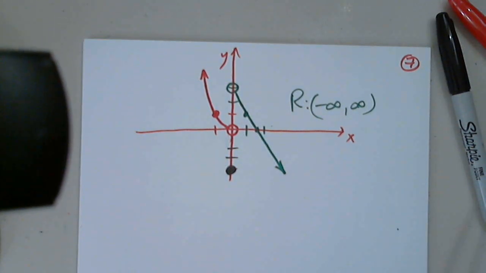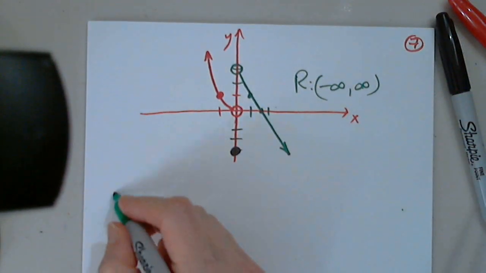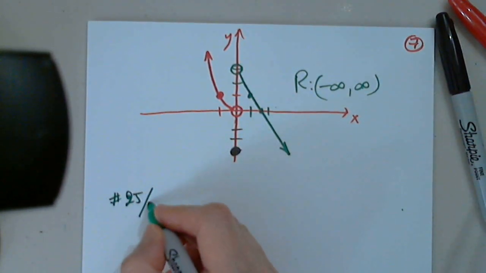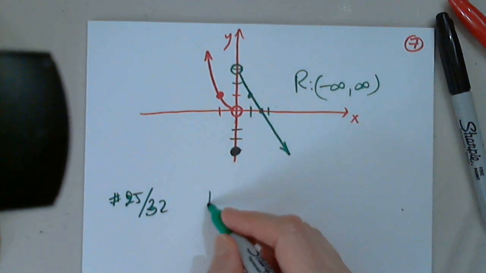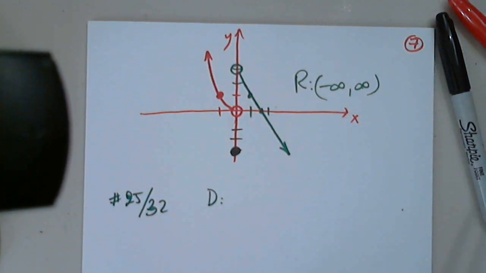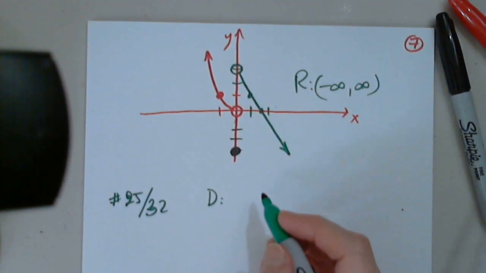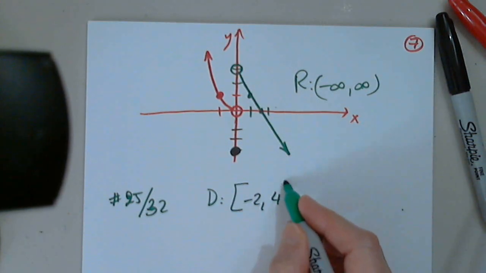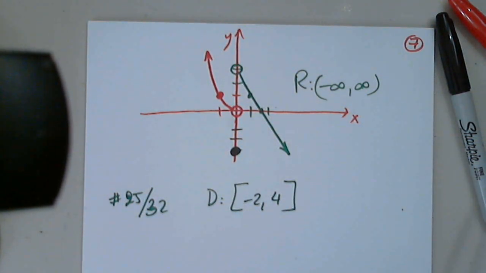Okay, I will choose 25. For 25, can anyone try the domain? So 25 on page 32. Domain. Can anyone give us a domain for 25? -2 to 4. -2 to 4 with brackets or parentheses? Brackets. Yes, because the points are full.